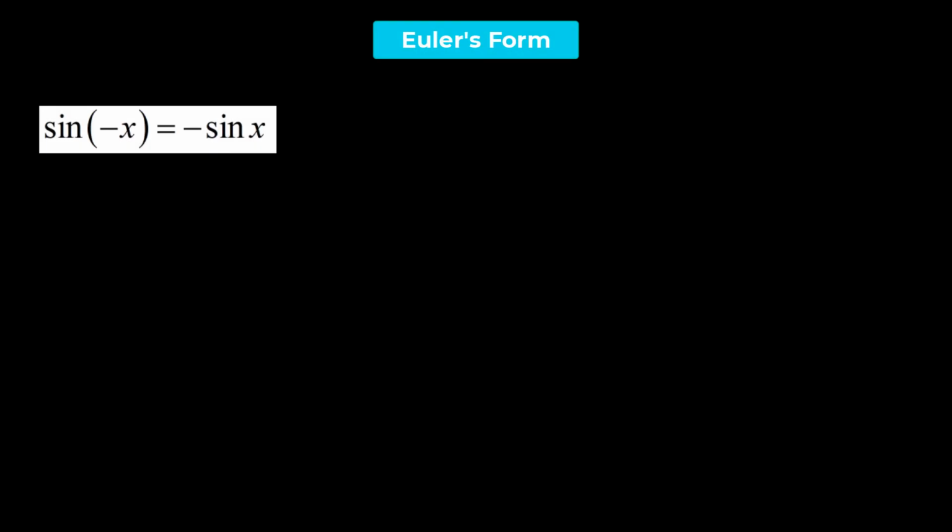So here we are going to use Euler's exponential form to check why, when the argument of the sine function is negative, that yields negative sine x. So let's do that. We begin with the left hand side.